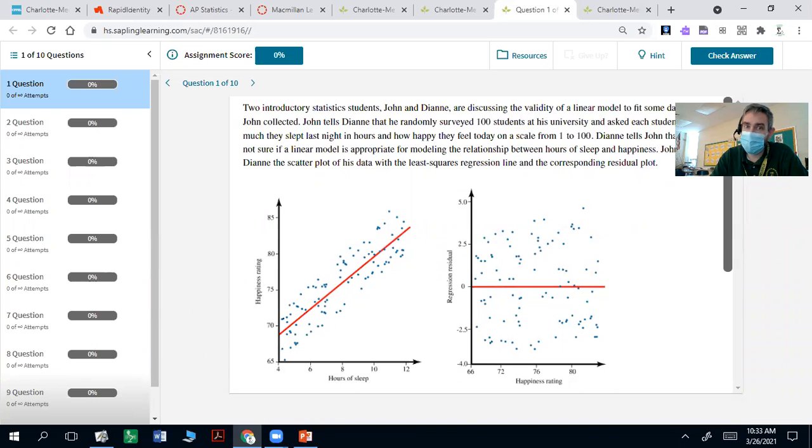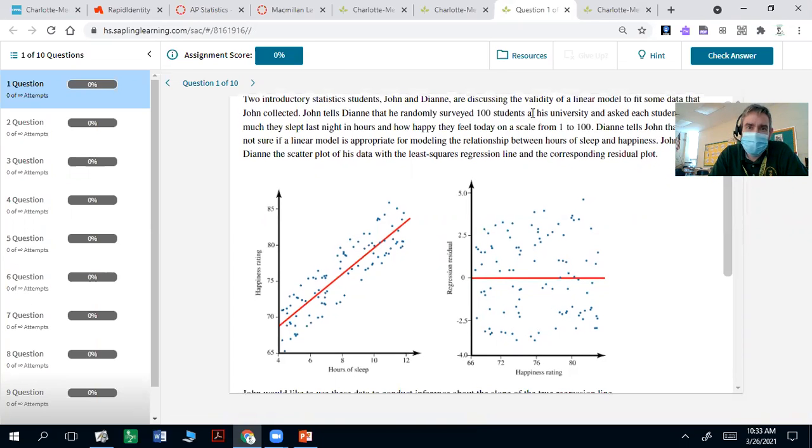Diane tells John that she is not sure if a linear model is appropriate, because people talk like this normally all the time, right? They're like, hey, should I put a linear model for our sleep? Yeah, why not?